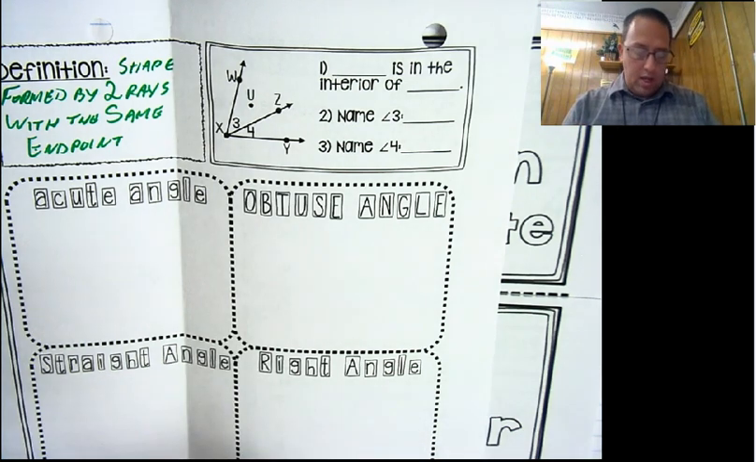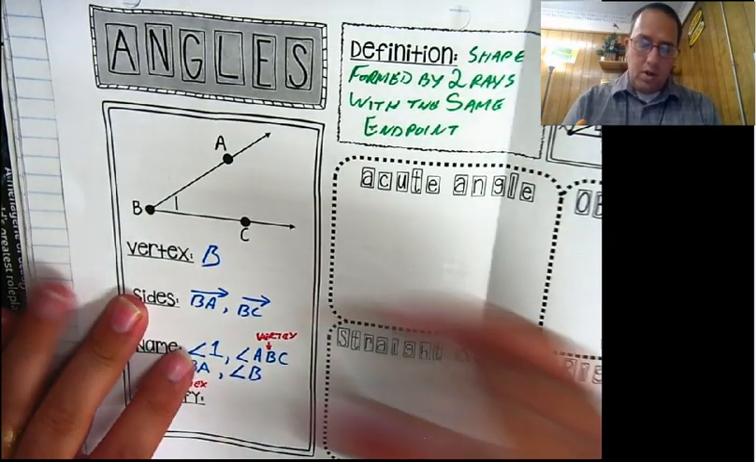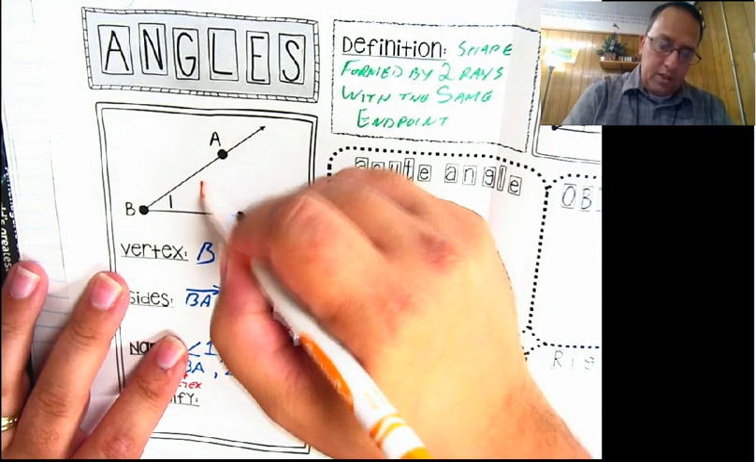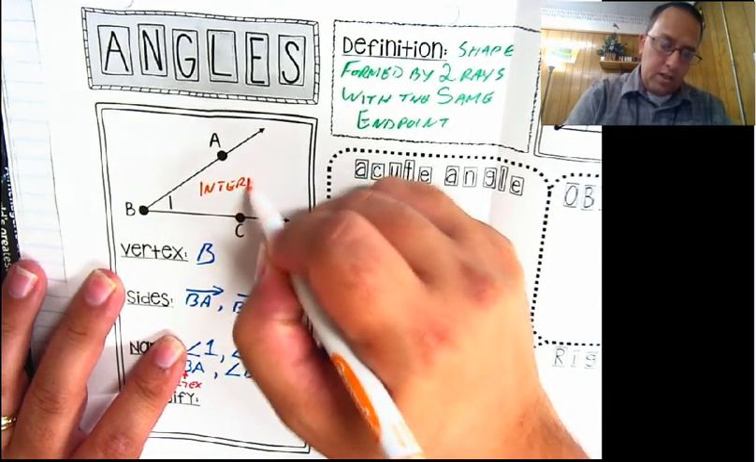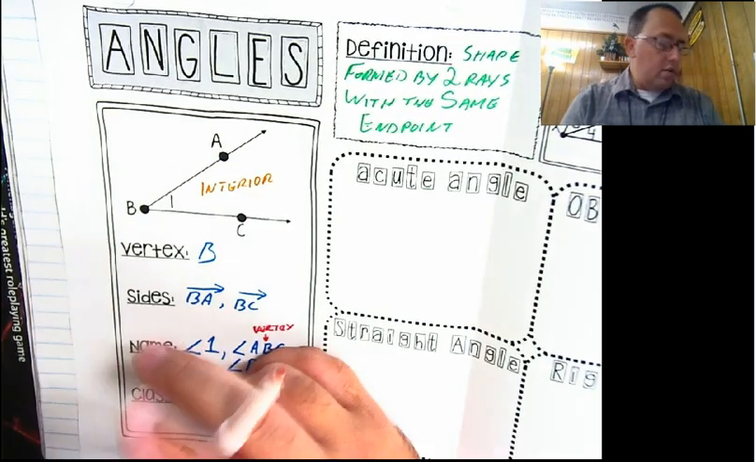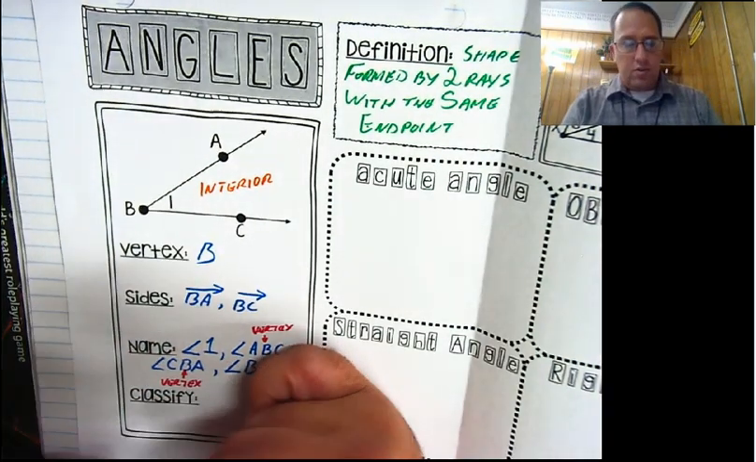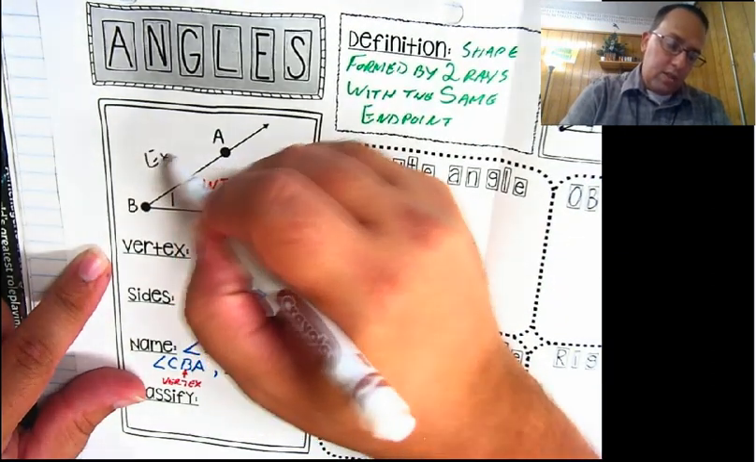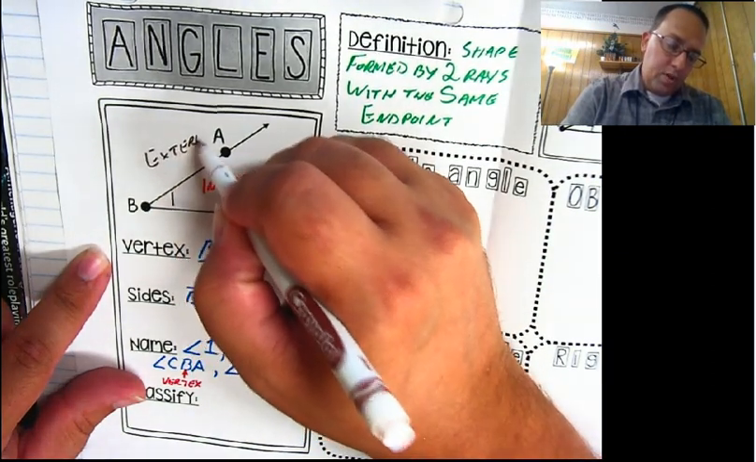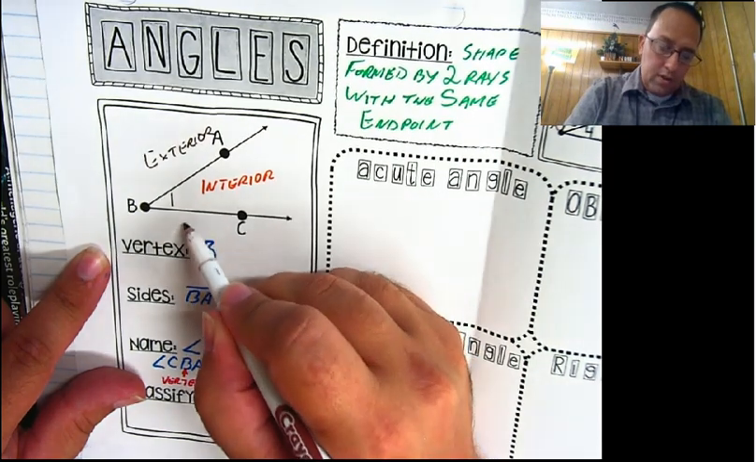Okay, now, angles do have different parts. So really quickly, flip back over here. You have the interior of the angle, that is right here, in between the two rays. This is the interior. And you have the exterior. Exterior is the stuff outside the rays. So this is exterior. And this down here is also exterior.